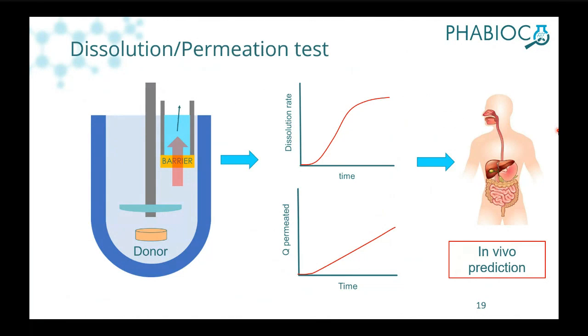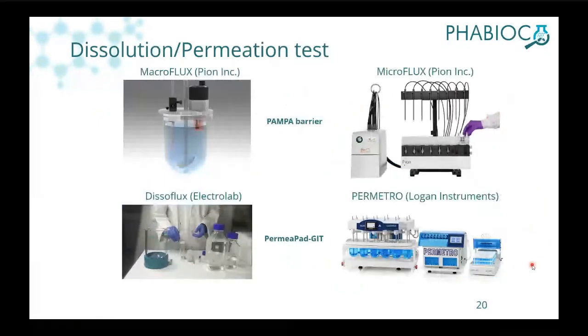And for this reason, several dissolution-permeation tests have been introduced. Some of them are based on the pharmacopoeia vessel, where you dissolve your tablets, but you also have an insert equipped with a biomimetic barrier, and you can measure not only the dissolution rate but also the amount permeated over time. And this should give a much better prediction of what will happen in vivo afterwards.